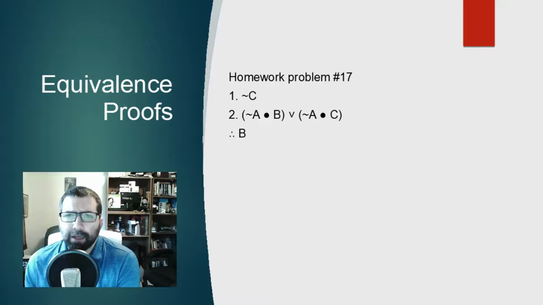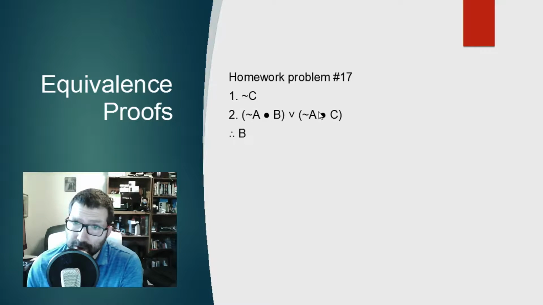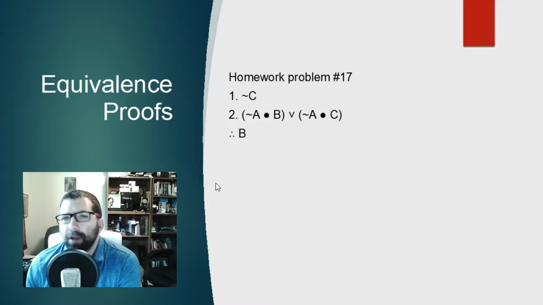So here we've got only 2 premises: C → A and B, and not C. Then our second premise is not A and B, or not A and C, one of those 2. Now, a problem like this, we're trying to get B out of this. It's not entirely obvious how you should proceed.